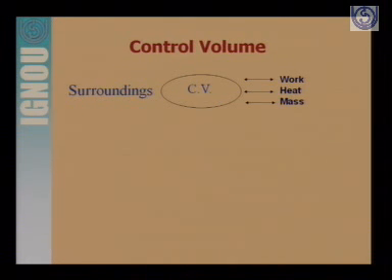For control volume, there may be work interaction between surrounding and control volume. There are heat interactions, and there are also mass interactions. The meaning of mass interaction is there may be mass entering into the control volume, and there is also the possibility of mass going out from the control volume.